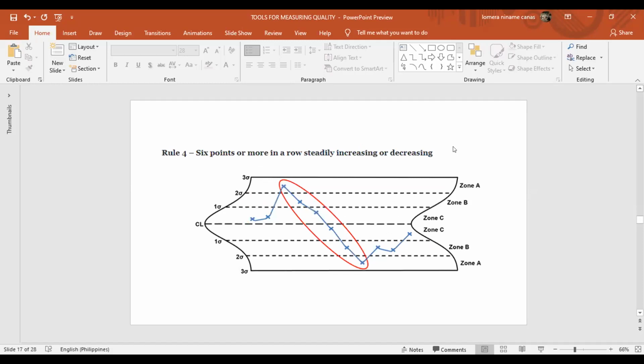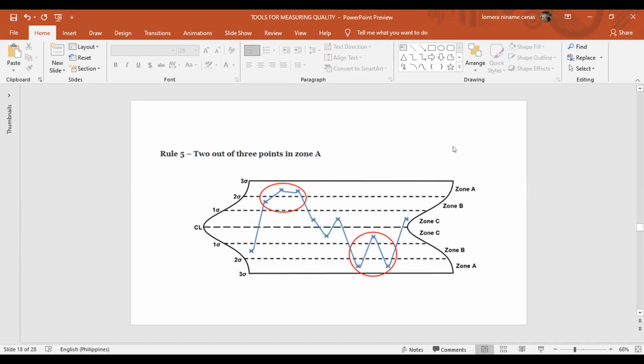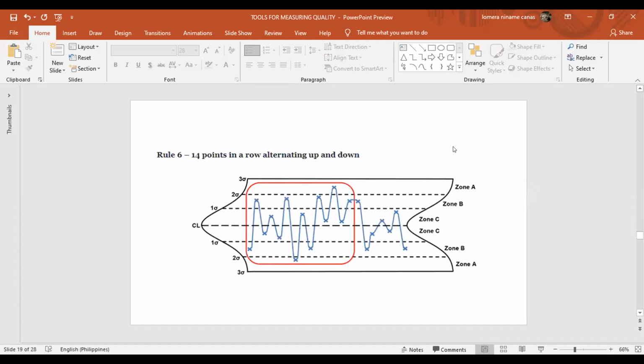Another rule, if 6 points or more in a row are steadily increasing or decreasing, then our process is not stable. Fifth rule, 2 out of 3 points in zone A. For example, you can see there are 3 consecutive points in zone A, so it is not stable. Rule number 6, if there are 14 points in a row alternating up and down, as you have seen in the figure, then if this is the result of our chart, it makes the process unstable.